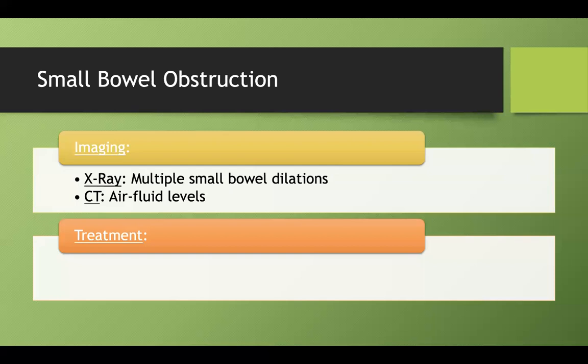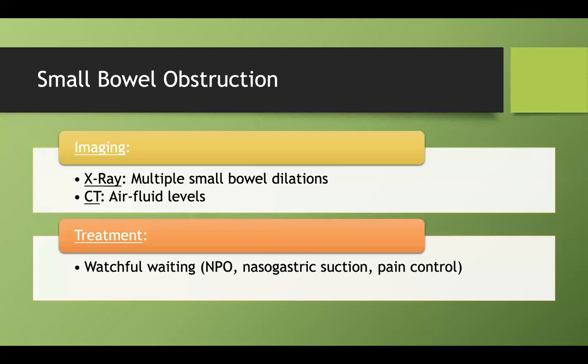So to treat this, there's a few things you can do. The first thing you do, if nothing's perforated yet, you usually wait. You can drain what's in the stomach through nasogastric suction. You want to keep them NPO, which just means nil per os, means you don't want to give them anything by mouth because you'll just make the obstruction worse. And you want to control their pain.